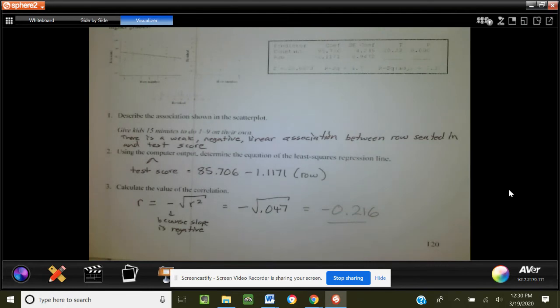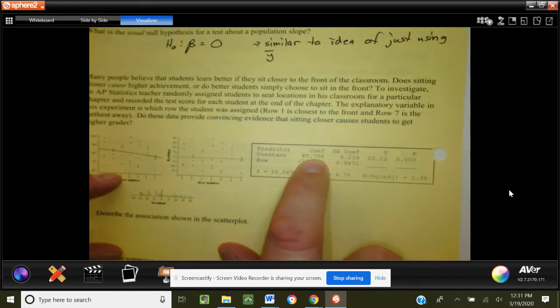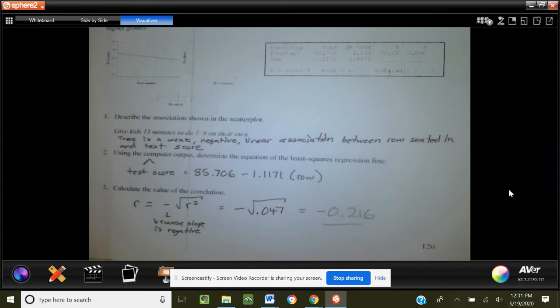Okay, there you can see the LSRL with the variables defined, and the slope and y-intercept, again, right off the computer output. There's slope, there's y-intercept. To calculate the correlation, we know it's going to be negative because the slope is negative. So we just take the negative square root of r squared, and that's where we get the negative 0.216.